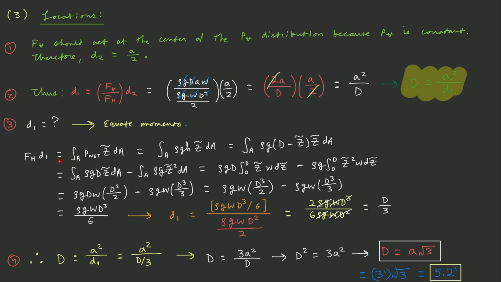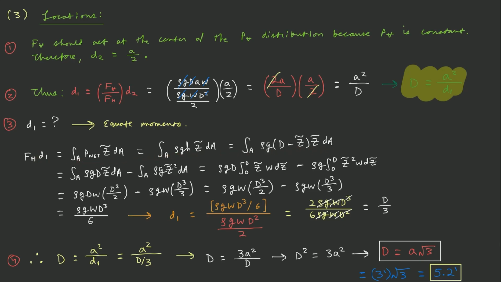FH times D1 is equal to the integral over A of P net z tilde dA. What this is basically saying is take all the little differential moments on that vertical face and sum them up over the entire area of that face A, and that should be equal to the macro moment created by FH on that same face, right? And then we just need to find the D1, so to speak, the distance to FH that makes that statement true.